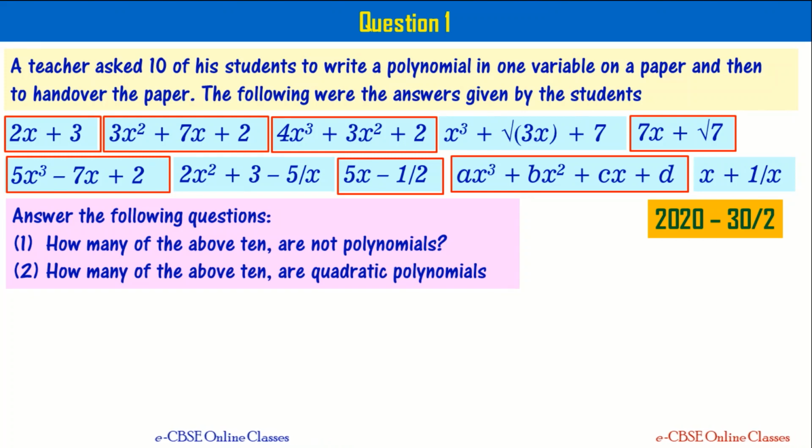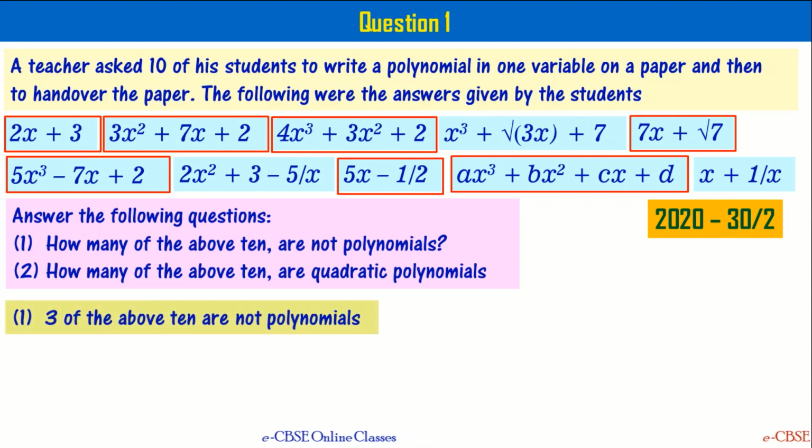And when it comes to 2x square plus 3x minus 5 by x, in the case of minus 5 by x, the x is not having a positive integer as the exponent. And for the last one, that is x plus 1 by x, the 1 by x term is not having a positive integer as the exponent. So for that reason, we say that those three are not polynomials. So to answer the first question, 3 of the above 10 are not polynomials.